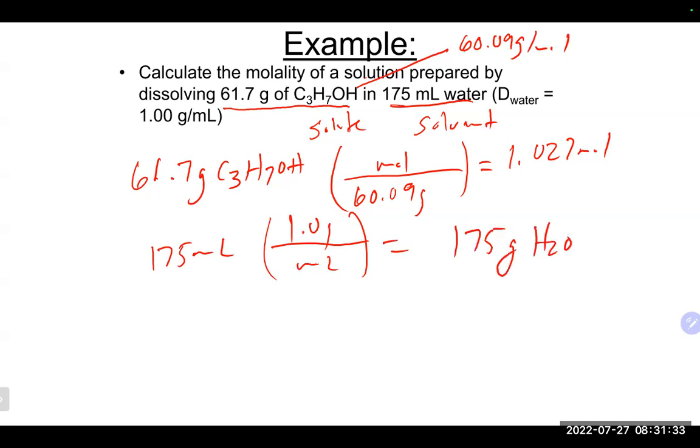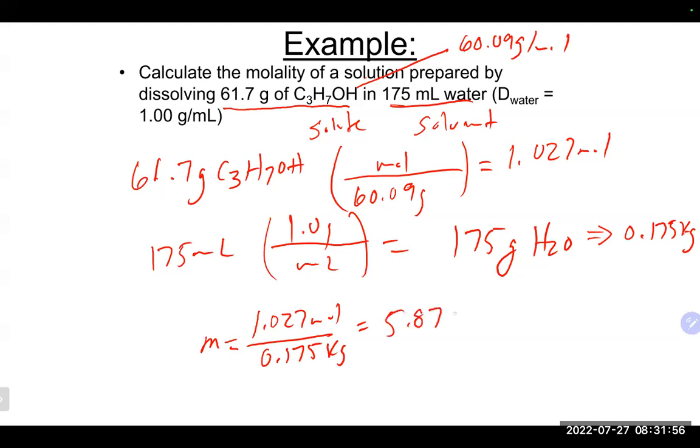But remember that we do need it in kilograms, so that's going to divide by 1,000. That gives us 0.175 kilograms in this case, which gives us our molality of 1.027 divided by 0.175 kilograms. That gives us 5.87. And again, as we talked about, you could leave it in moles per kilogram, just like molarity. The number always stays with the moles part. It's always 1 kilogram on the bottom, or you could just write the small m in that case as well.